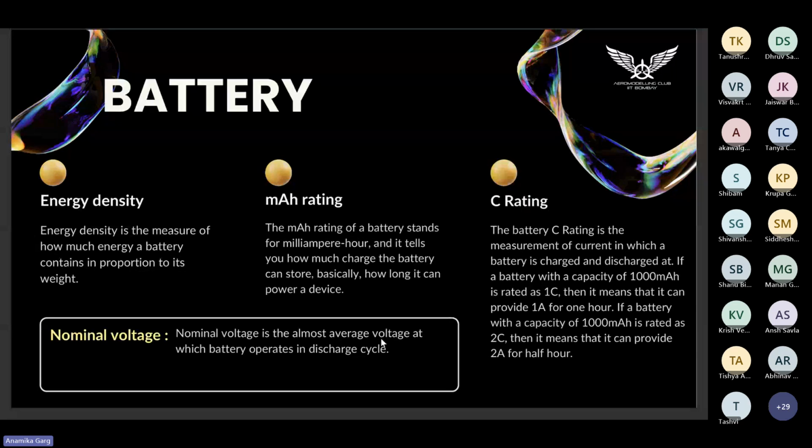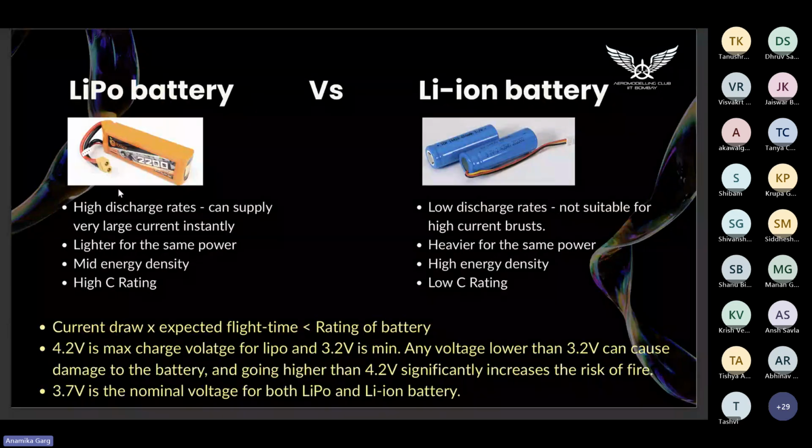Now here are the two main types of battery that we usually use, LiPo battery and Li-ion battery. The main differences here are that LiPo batteries usually have higher discharge rates, meaning you can get higher current bursts, but Li-ion battery is not generally suitable for it. And LiPo battery is a little lighter as compared to Li-ion batteries. The weight difference is not that much, just around 14 grams, so you might want to consider it or not.